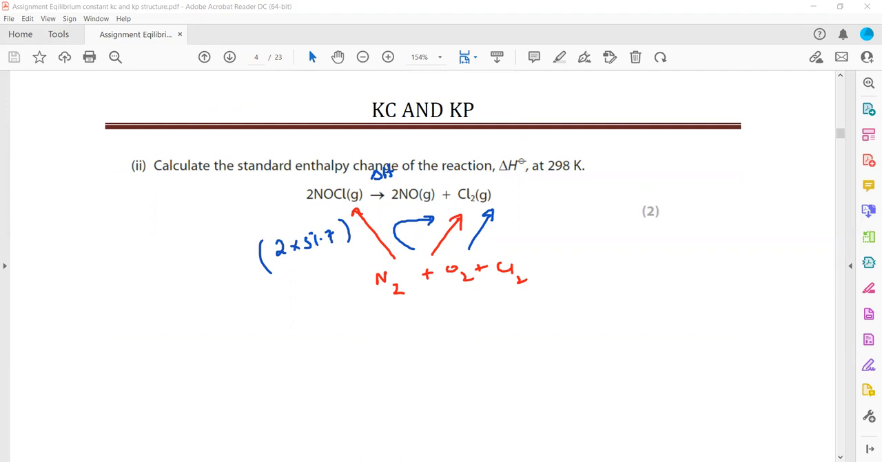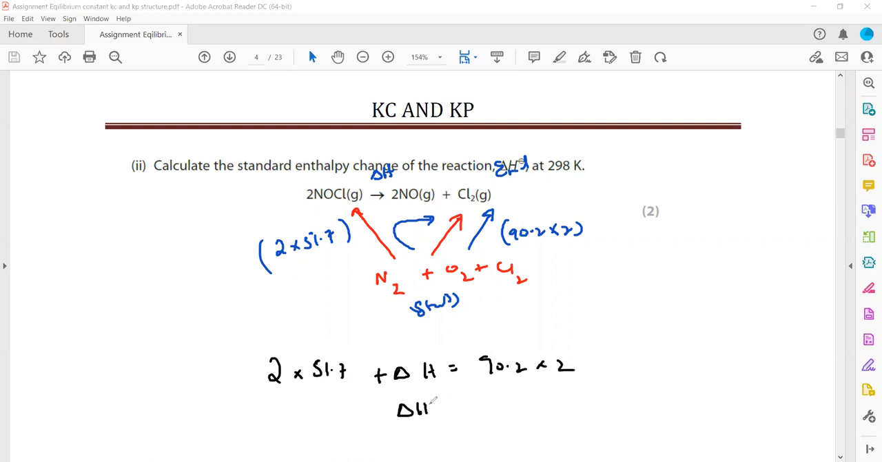And 90.2 is for chlorine, but it is an element, not a formation, so 90.2 multiplied by 2. This is the start of the cycle, where 2 arrows are pointing out, and this one is the end of the cycle. So if we follow route 1 or route 2, the overall energy change is independent of the route. So it will be 2 multiplied by 51.7 plus the enthalpy change equals 90.2 multiplied by 2.